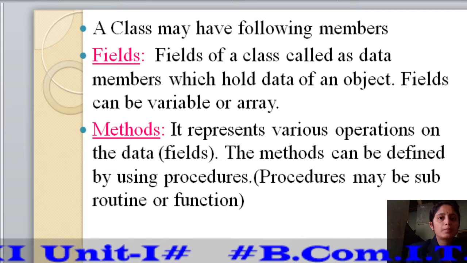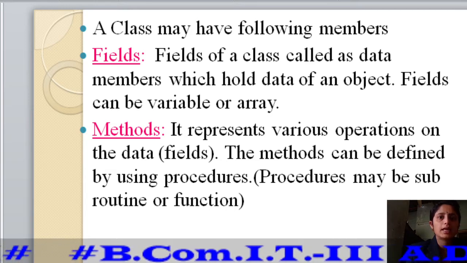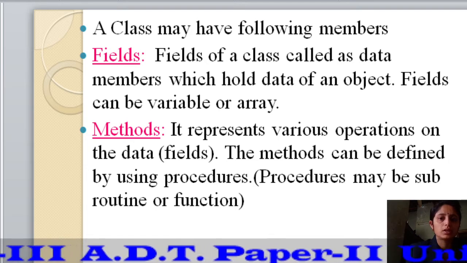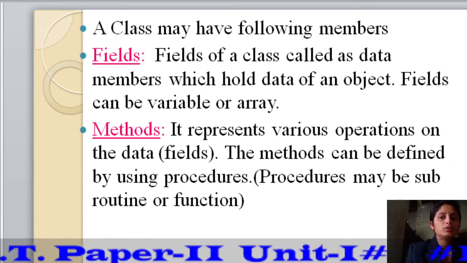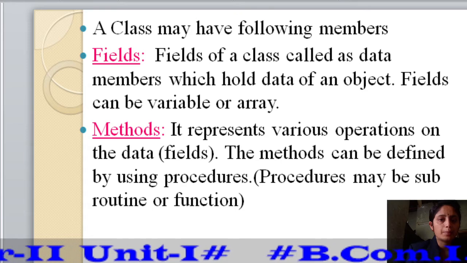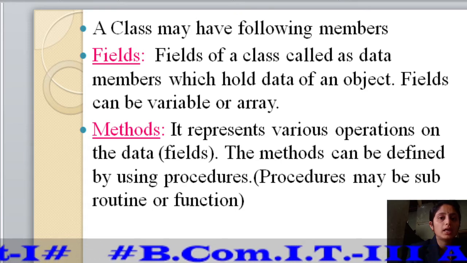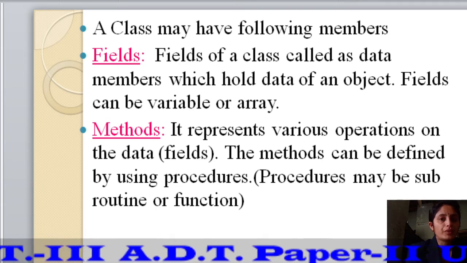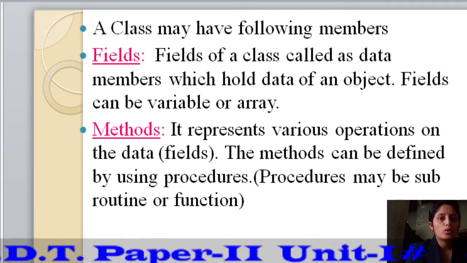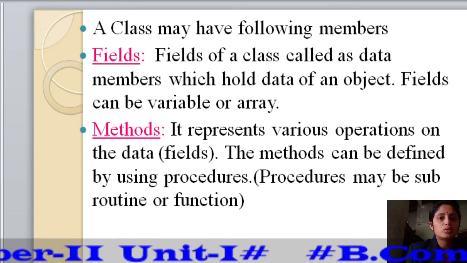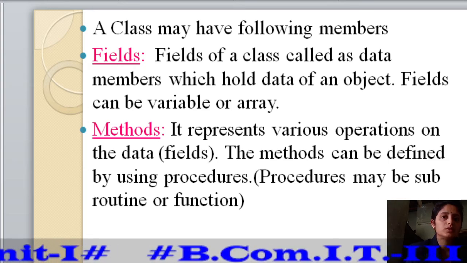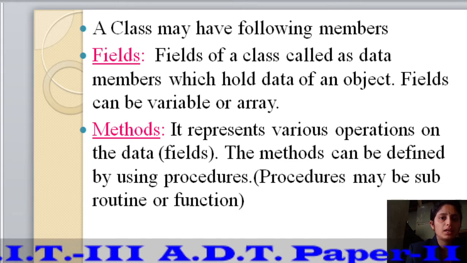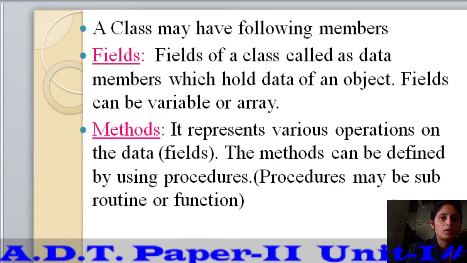A class has 4 members. The first member of a class is fields, the second is methods, the third one is properties, and the fourth one is events. What are fields? The fields of a class are called data members which hold data of an object. Fields can be a variable or an array. What is the role of a variable or array? It stores the data, it holds the data, and the collection of data is given a name, and that is called a variable or an array.